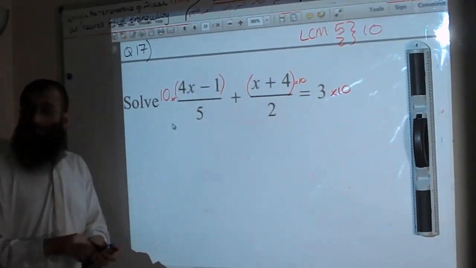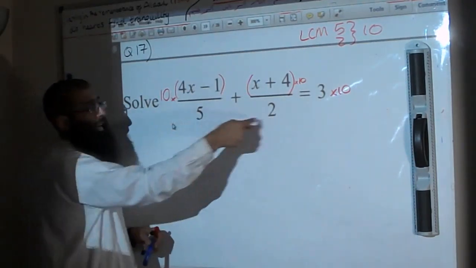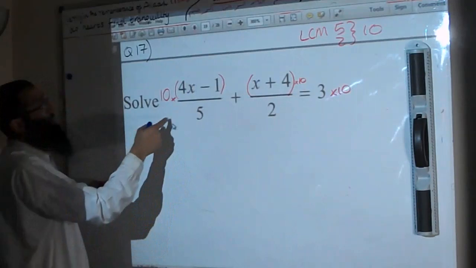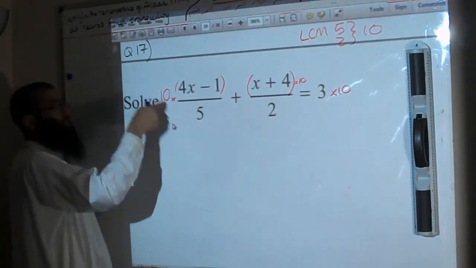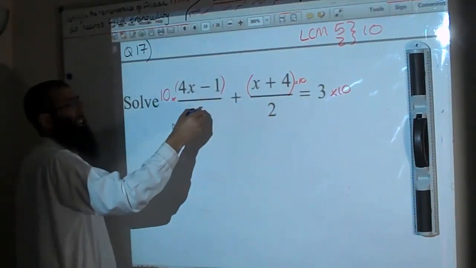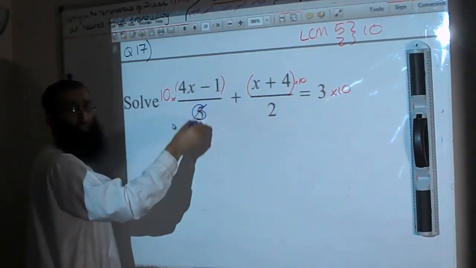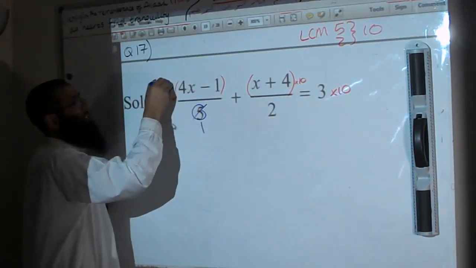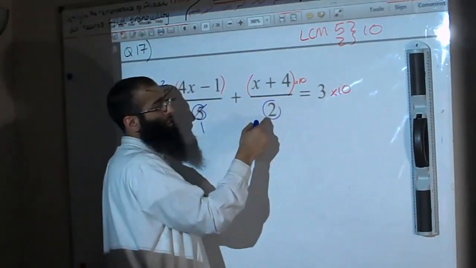So now let's start doing some cancelling. What was the point of multiplying by 10? To get rid of the 5 and the 2. So this here, times by 10 divided by 5. What can I do with these two? Opposite. So I can cancel them by dividing them by 5. 5 divided by 5 is 1. 10 divided by 5 is 2. So that's okay. So now I'm going to cancel this one.